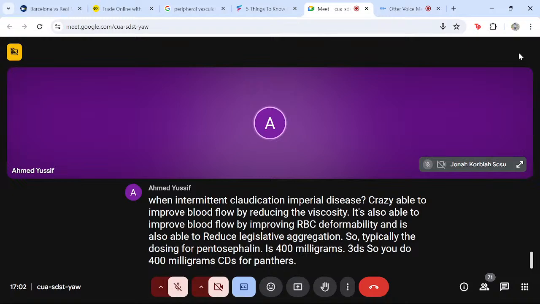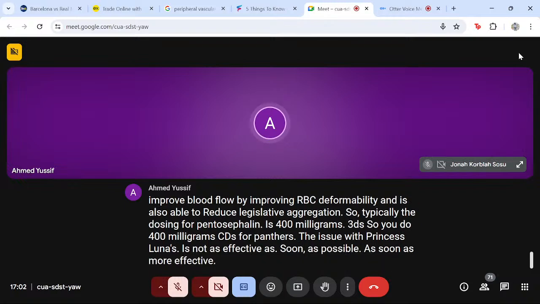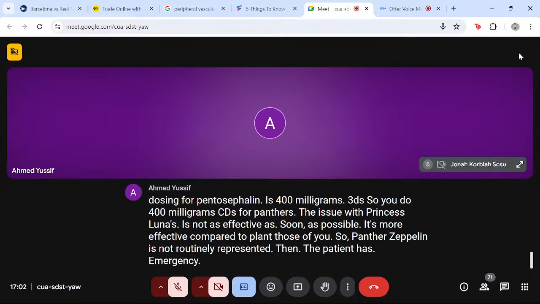The issue with pentoxifylline is it's not as effective as cilostazol. So cilostazol is more effective compared to pentoxifylline. So pentoxifylline is not routinely recommended. Then, if the patient has hemorrhagic stroke, pentoxifylline is contraindicated.